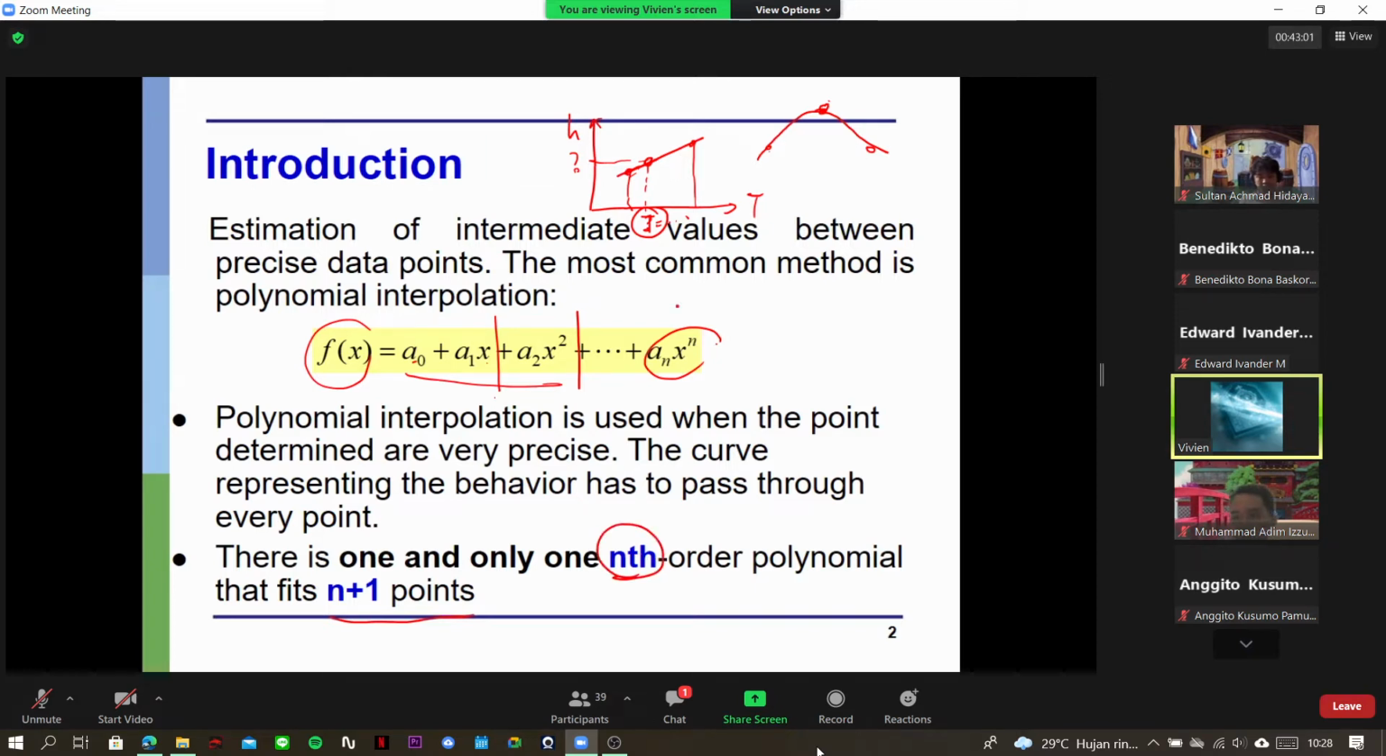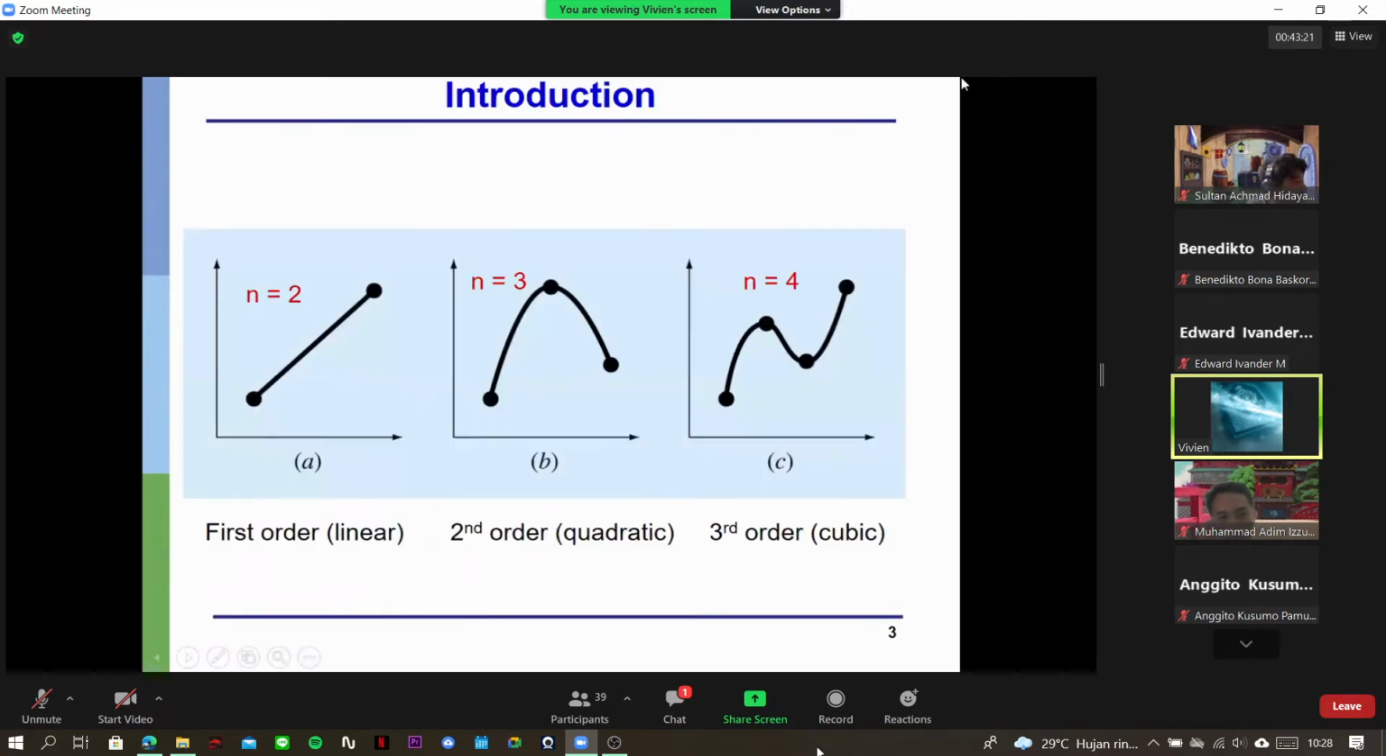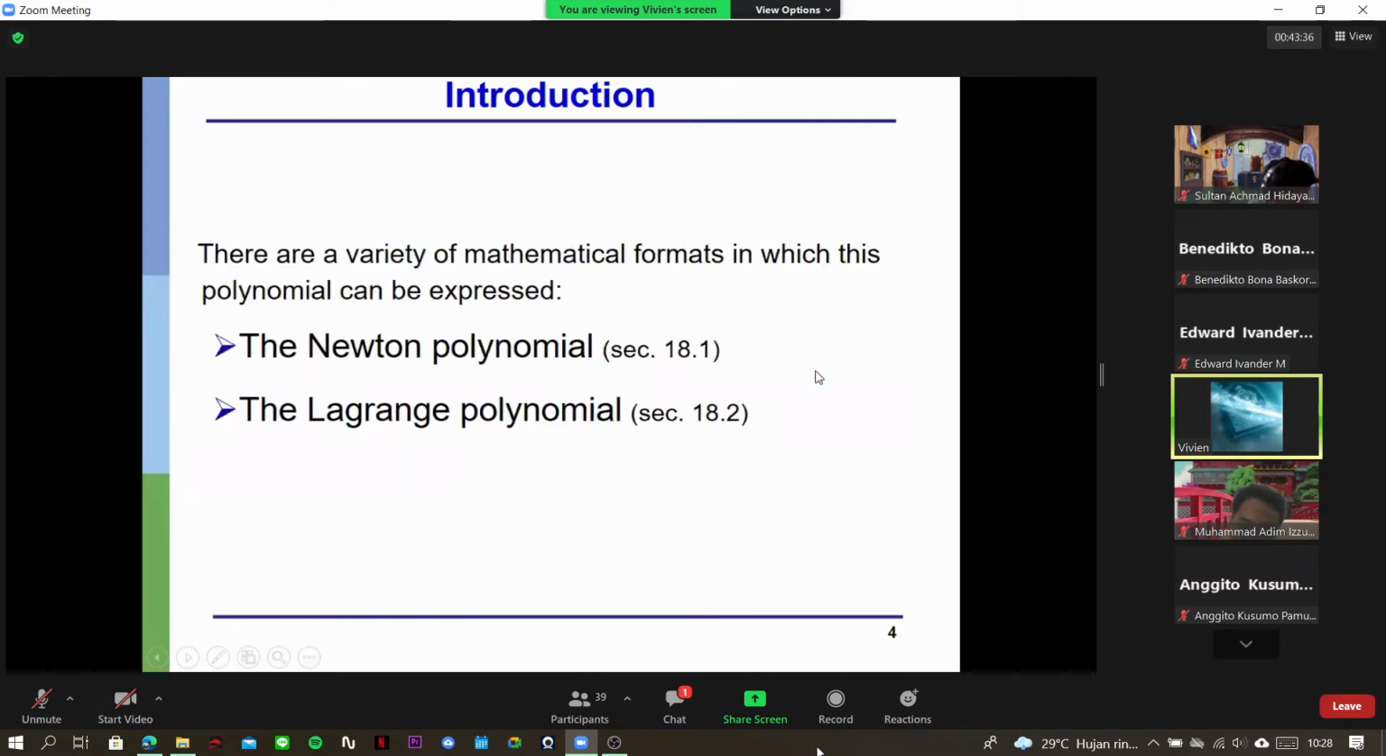On the other hand, if we have 3 points, the highest order of accuracy that we can get is second order. If we have 5 points of data, the highest order that we can use to approximate the data is fourth order. So we see here that for first order, a linear line, we need 2 points. For second order or quadratic, we need 3 points. And for third order, we need 4 points here. Okay, now we will see the explanation.